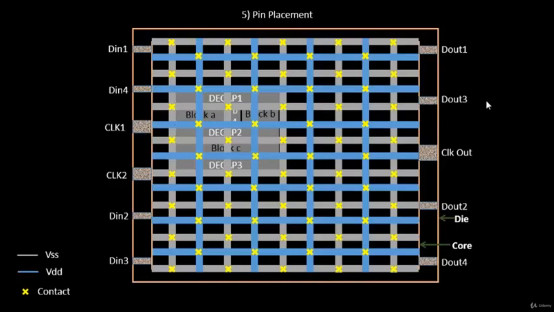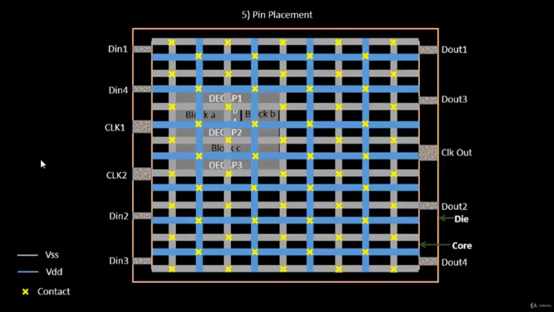So basically, complete knowledge of the design and its functionality is very important to understand the pin placement. This creates a handshaking between the front end and the back end team. The front end team defines the netlist connectivity that we talked about in the previous slides, and the back end team has to decide the pin placement. So this is where the handshaking comes into the picture.